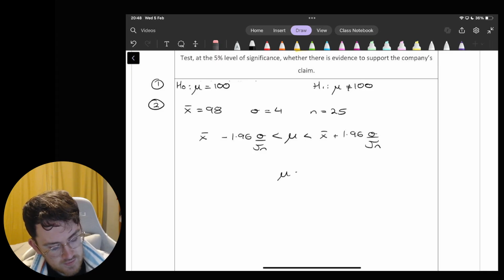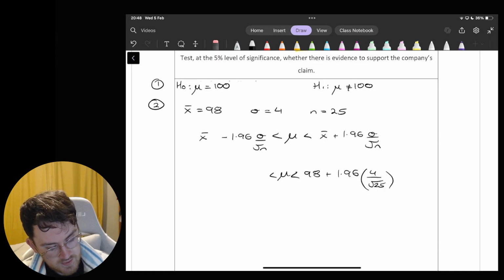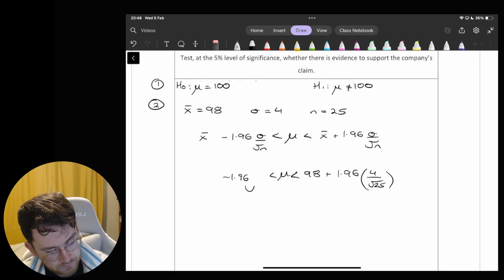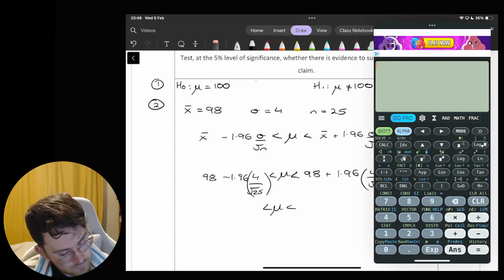So let's fill in the values that we can. We can fill in X bar of 98. We can fill in 1.96 times 4 over root 25. And the same here, minus 1.96 times 4 over root 25. Sorry, I meant brackets there and I did a square root. And X bar, of course, 98. So let's work out this value then. 98 plus 1.96 times 4 over root.